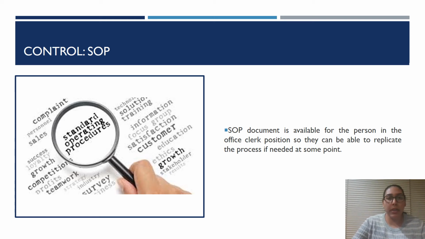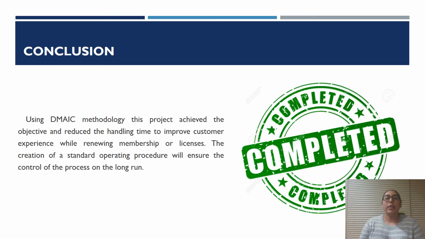And for this phase, we basically created an SOP document, also known as Standard Operating Procedure. This document is going to be available for the person in the office clerk position so they can replicate the process if needed at some point. So again, let's wrap up with the conclusion.